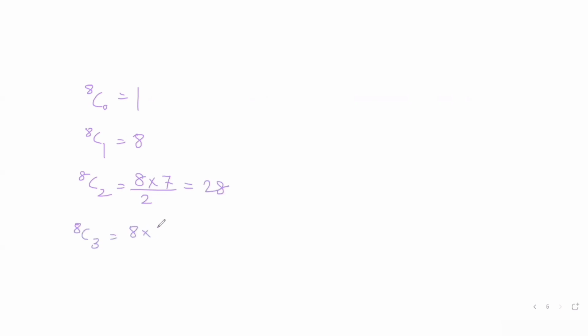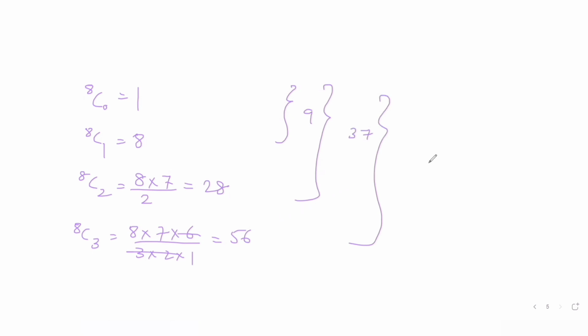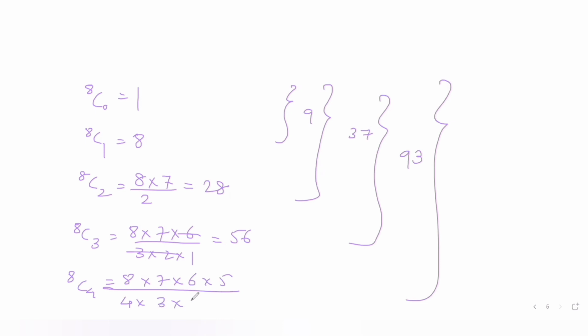8C3, 8 into 7 into 6 over 3 into 2 into 1, which is 56. So if I add this, I get till now 9. This 28 if I add, I get 37. This 56 if I add, I get 93. Now if I add 8C4 as well, 8, 7, 6, 5 over 4, 3, 2, 1. 3 and 2 cancels with 6. 4 cancels with 2. You get 35 into 2, 70. And 93 plus 70 is 163.